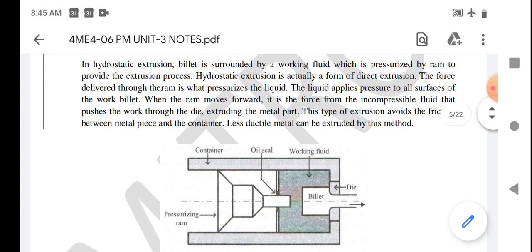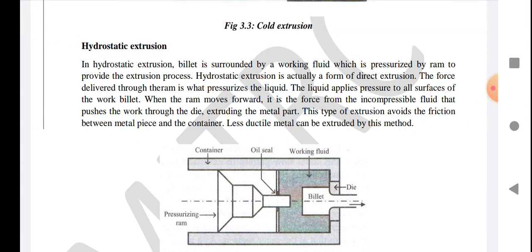In hydrostatic extrusion, the billet is surrounded by working fluid which is pressurized by the ram to provide the extrusion process. Hydrostatic extrusion is actually a form of direct extrusion. The force delivered through the ram is what pressurizes the liquid. The liquid applies pressure to all surfaces of the work billet.